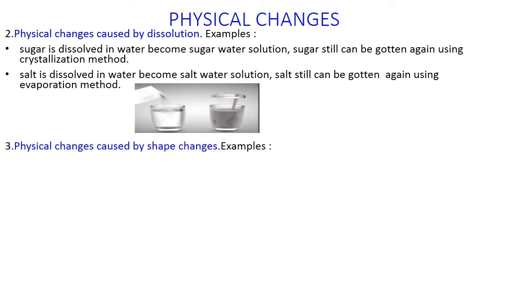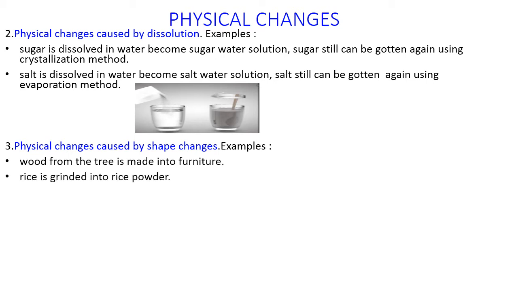The third group is physical changes caused by shape changes. Examples: wood from the tree is made into furniture. Rice is grinded into rice powder.